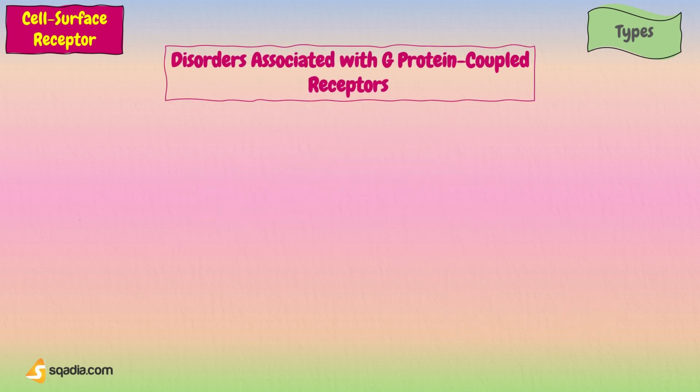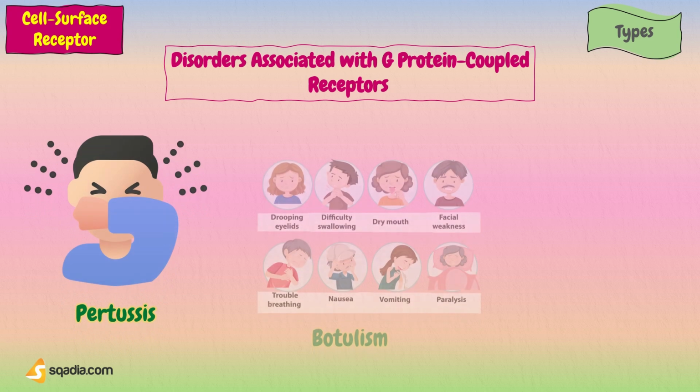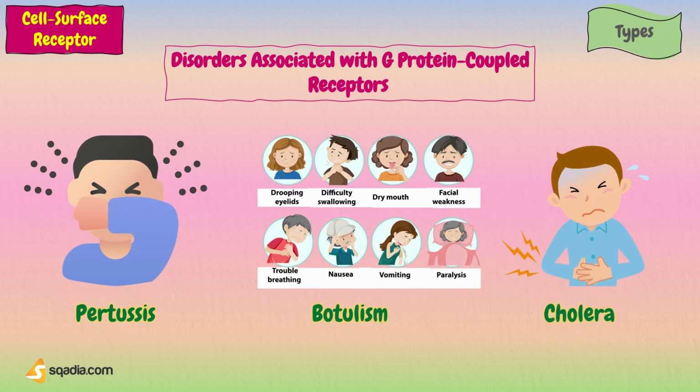Disorders associated with G protein-coupled receptors. Some disease-causing bacteria release toxins that interrupt G protein-coupled receptor signaling, leading to illnesses like pertussis, botulism, and cholera.